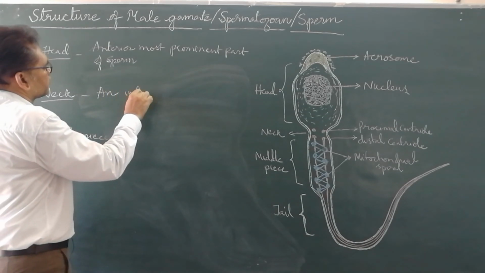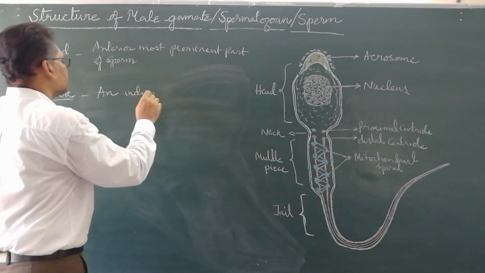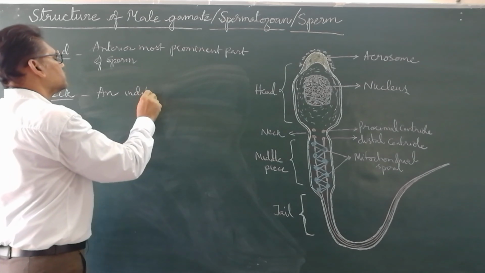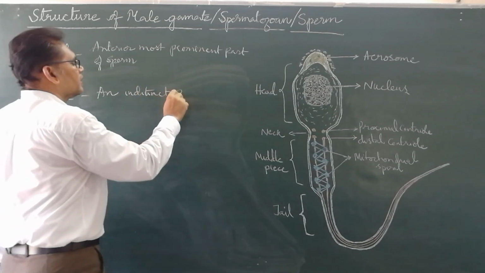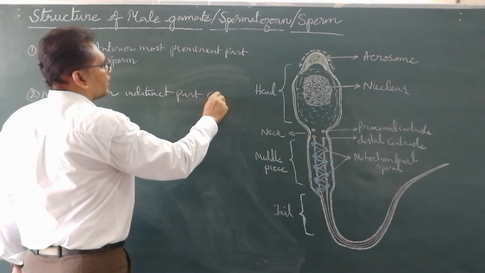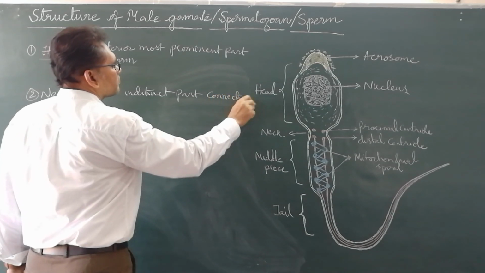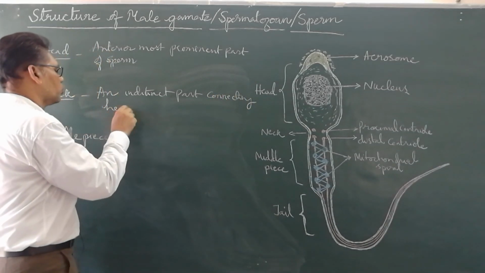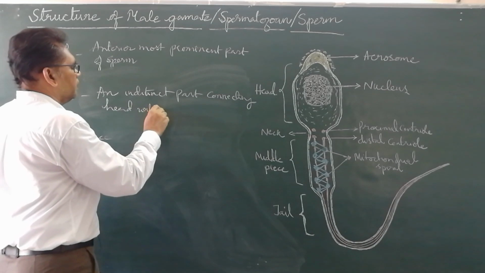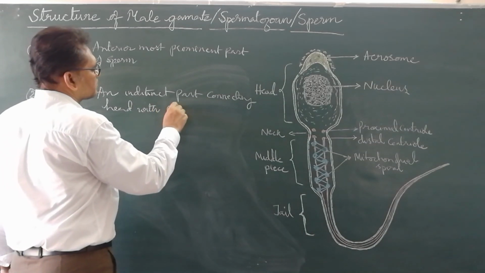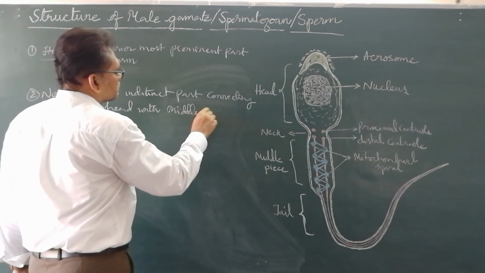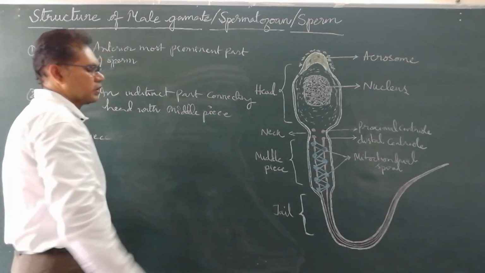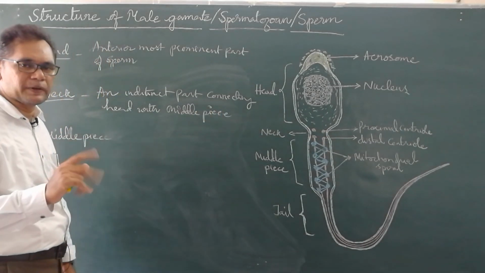The neck is indistinct, the part connecting the head with the middle piece. It has two pairs of centrioles.